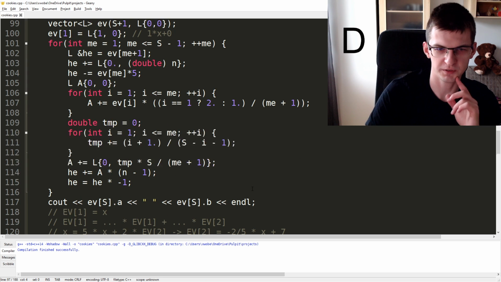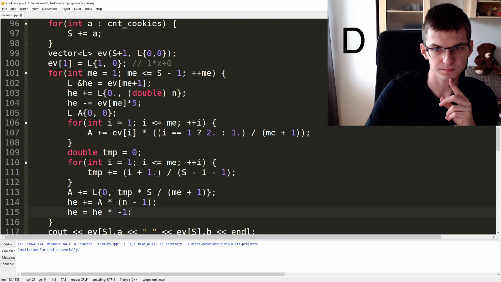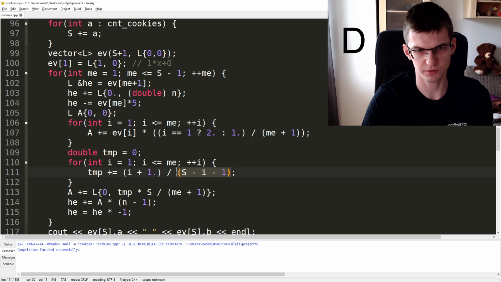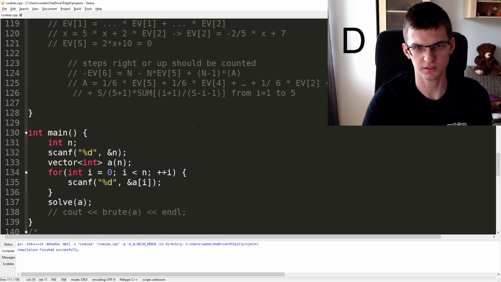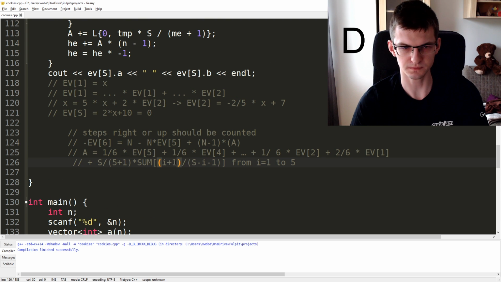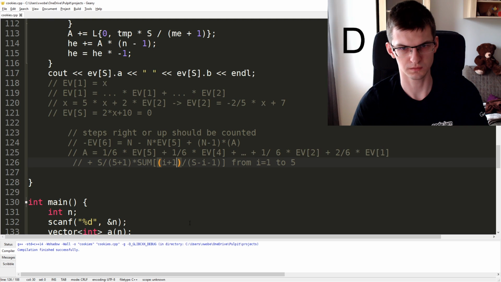Minus infinity. I'm dividing by 0 somewhere. Let's investigate all the division. Can I have division by 0 here? I guess I can. Okay, S minus 1 minus I minus 1. Where does it come from? Here. Because it's this. What?